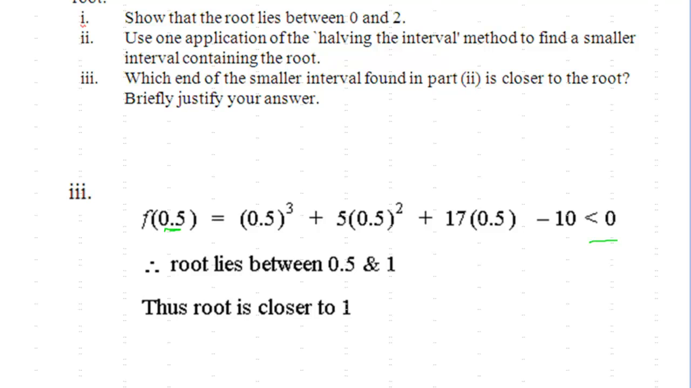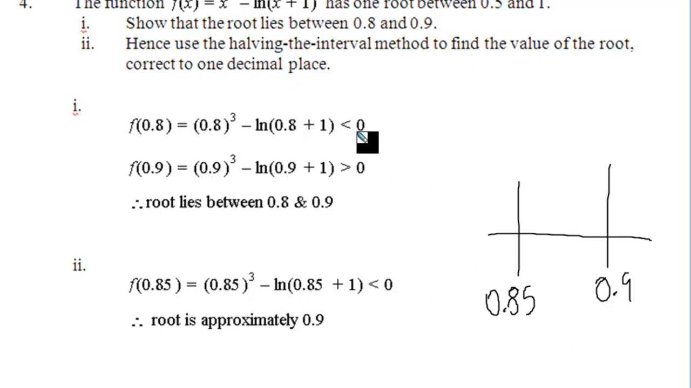We start to be able to put in values and keep halving that interval till we get the accuracy we want. x cubed minus natural log of x plus 1, the root between 0.5 and 1. So show the root lies between 0.8 and 0.9. So we, again, sub those in. We get one of them being negative, the other one being positive. So the root must lie there.